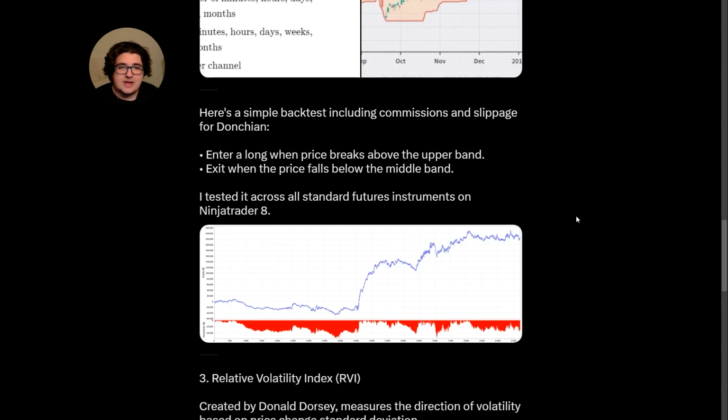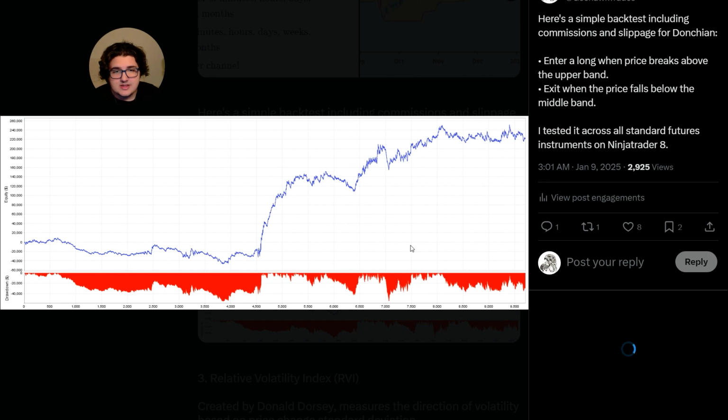Now, here's a simple backtest, including commissions and slippage, just like before. Now we're going to enter long when price breaks above the upper band, and we're going to exit when the price falls below the middle band. So this is only a long only strategy, and we're just trying to capture breakout movements. Just like before, I tested it across all standard futures instruments on NinjaTrader 8, and this is the equity curve.